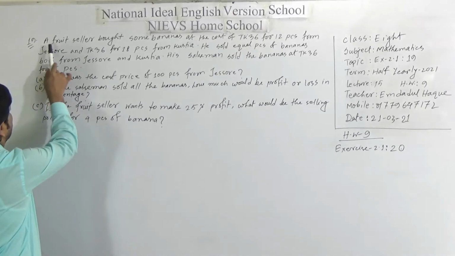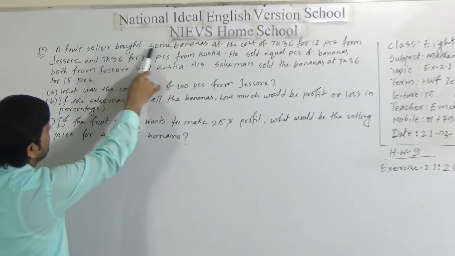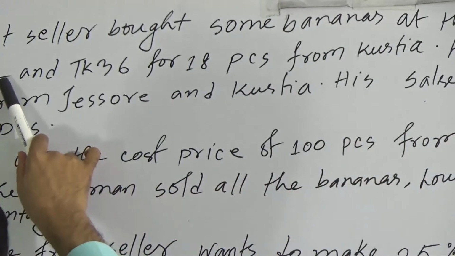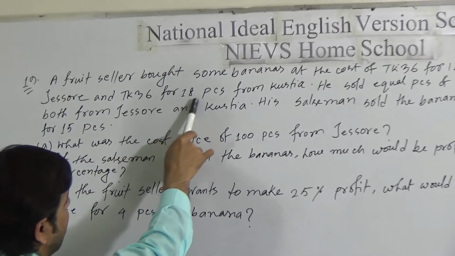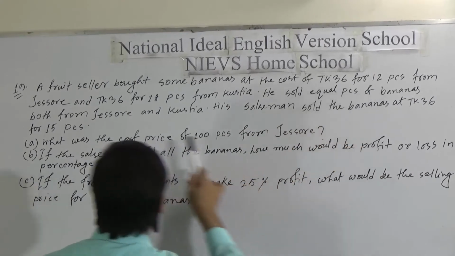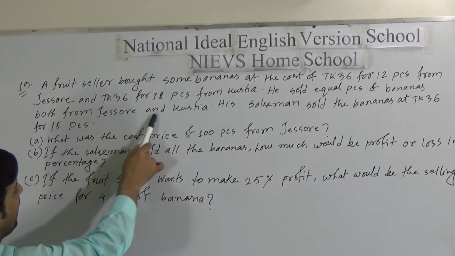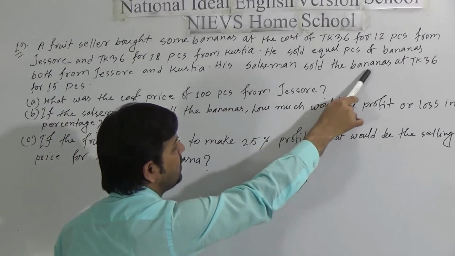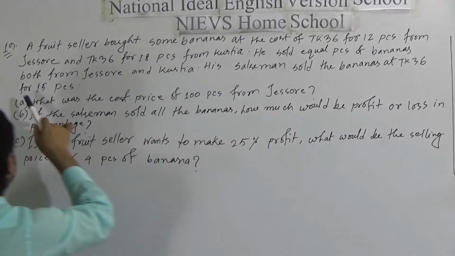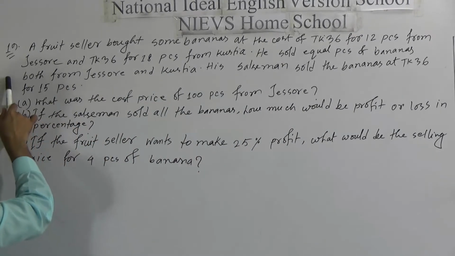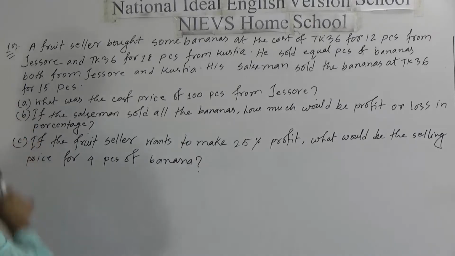Question 19. A fruit seller bought some bananas at the cost of Taka 36 for 12 pieces from Joshua and Taka 36 for 18 pieces from Kustia. He sold equal pieces of bananas both from Joshua and Kustia. His salesman sold the bananas at Taka 36 for 15 pieces. Okay, now depending on the given stem, three questions are given as this is a creative question.